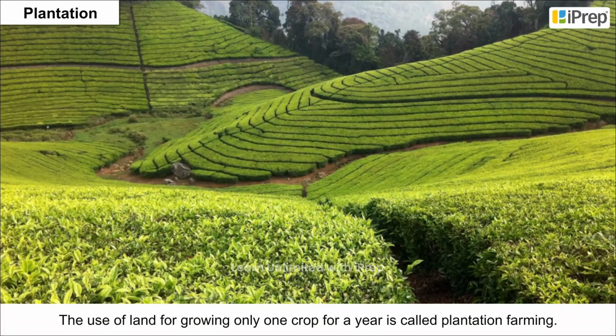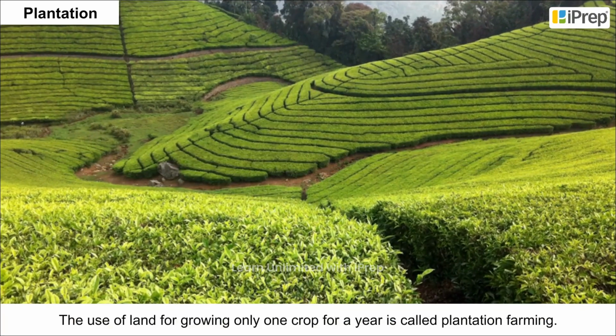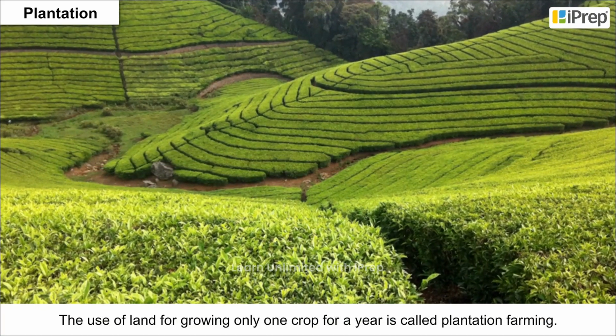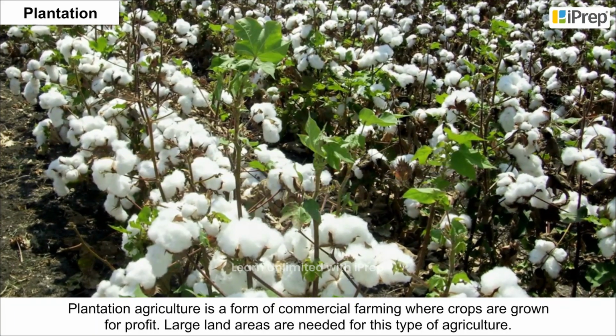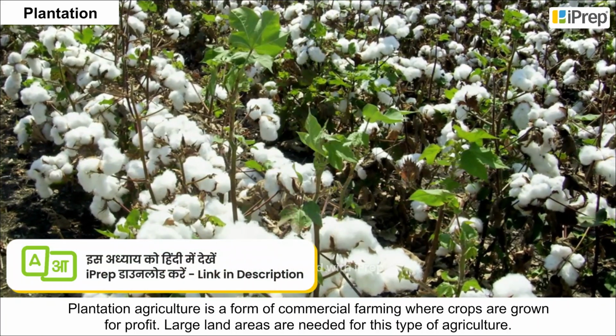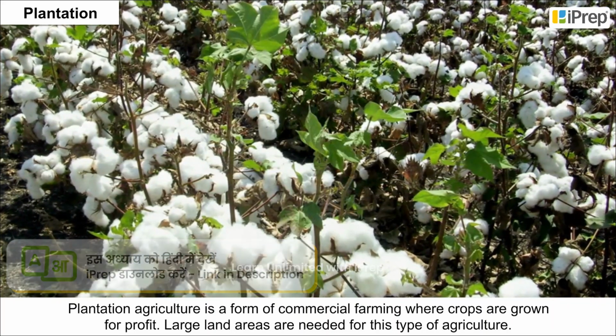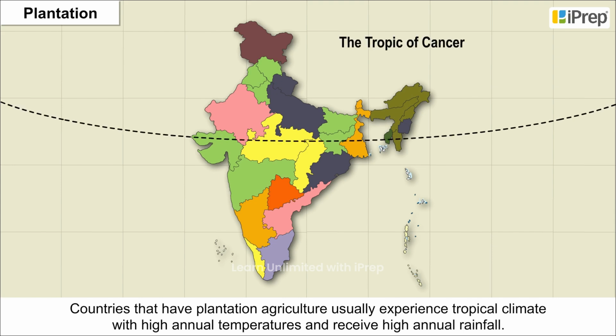Plantation, the use of land for growing only one crop for a year, is called plantation farming. Plantation agriculture is a form of commercial farming where crops are grown for profit. Large land areas are needed for this type of agriculture. Countries that have plantation agriculture usually experience tropical climate with high annual temperatures and receive high annual rainfall.